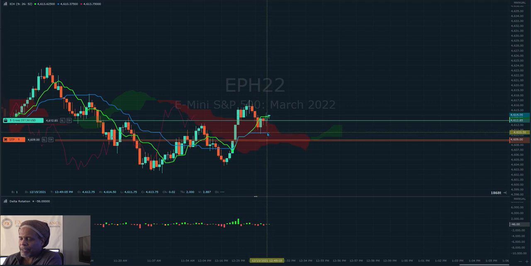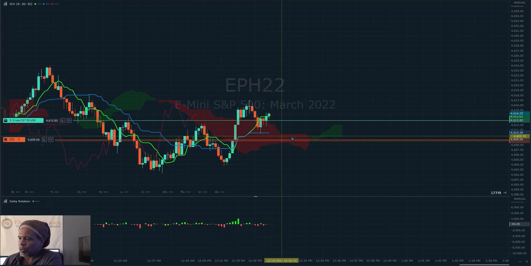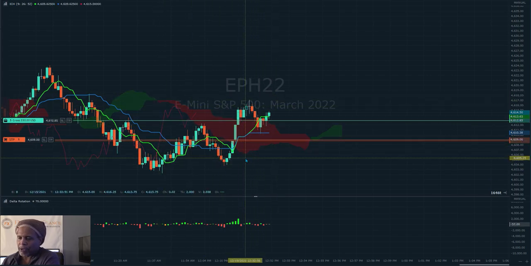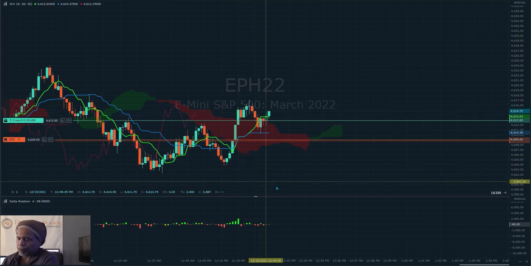And then Kijun's holding support for us. But the other issue is we got a flat cloud here. So it's almost in a ranging market from this point here. So which would be from this point. But you could see really we're trending because we have the N wave structure. All right. So we're starting to move out a little bit.